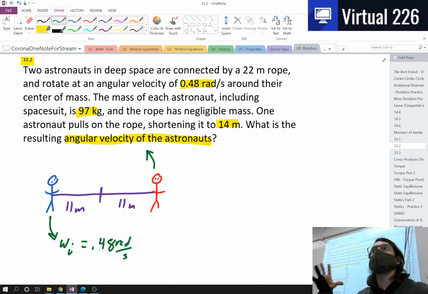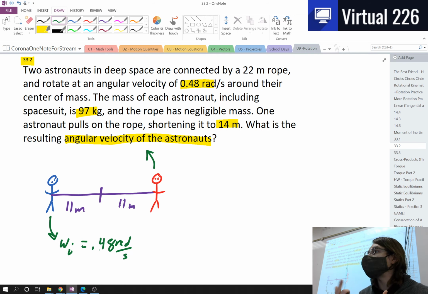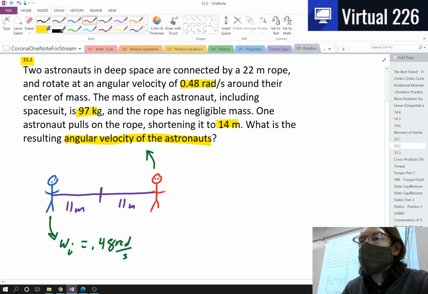Same thing happens for stars as they collapse. As a large star collapses into a white dwarf or even a neutron star, it can start rotating much more rapidly because that mass is closer to that axis of rotation. And that axis of rotation is going to be the center of mass, which is exactly in the center of this rope.